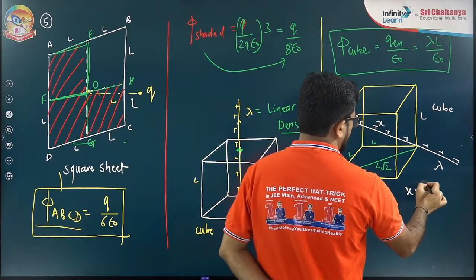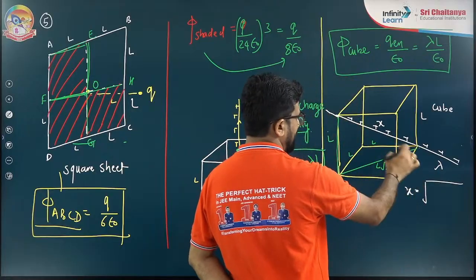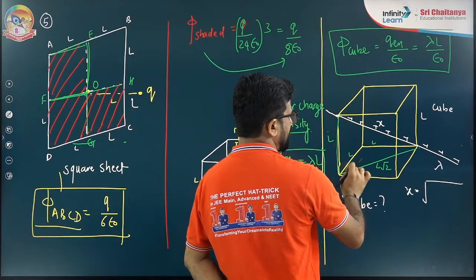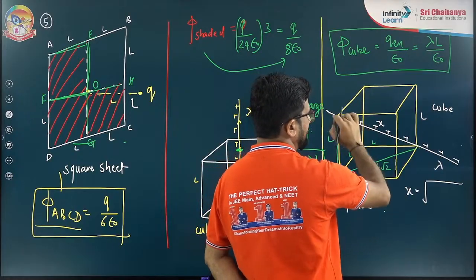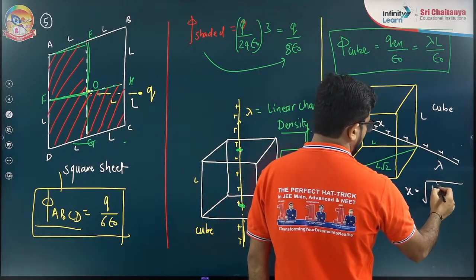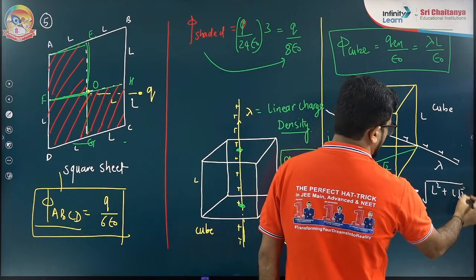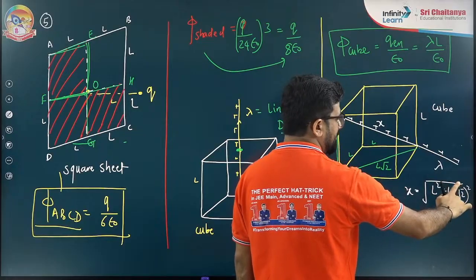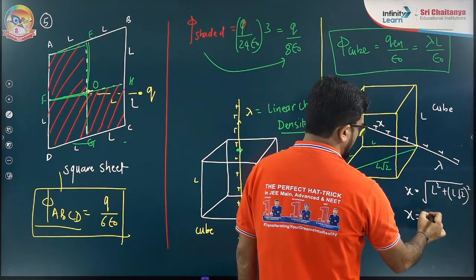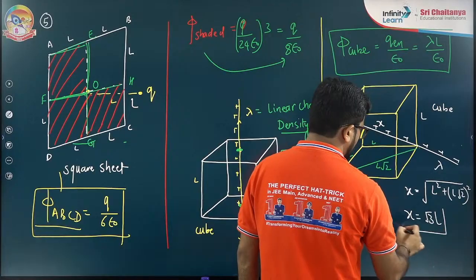X is equal to under root of, because this is the Pythagoras theorem we are putting. So this length would be how much, beta? L square plus L root 2 whole square is equal to x square. L square plus 2L square total becomes 3L square. That means x is equal to root 3 times L.